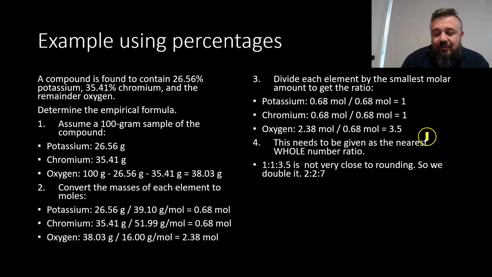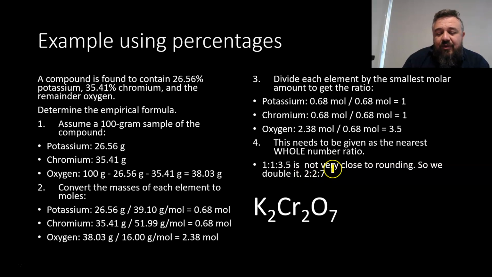So what we're going to do is we're going to double it because that's the lowest way we can get to a whole number. If it was 3.3, we might have to triple it and so on. So 3.5, if we double that, gets us 7. So our ratio becomes 2 to 2 to 7. So our empirical formula is potassium, K2Cr2O7. That's potassium dichromate. So it'll be a compound that you're going to be fairly familiar with by the end of the unit.